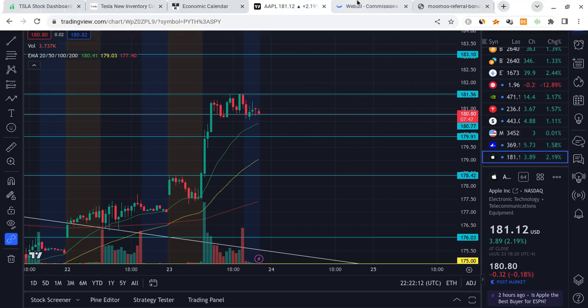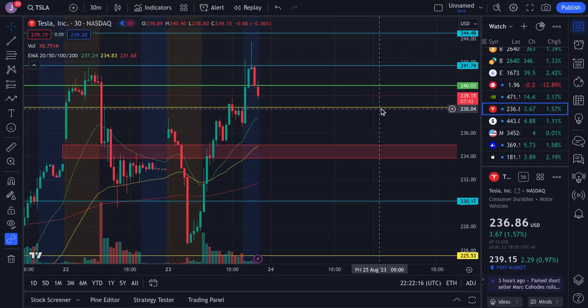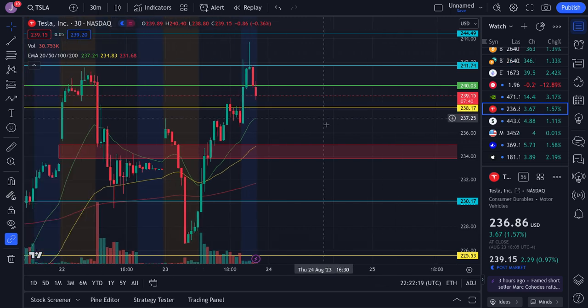Anyways, that's pretty much it for the majority of the stocks out there. And once again, for Tesla, it's not looking bad whatsoever. Could still get a very, very nice open and etc.